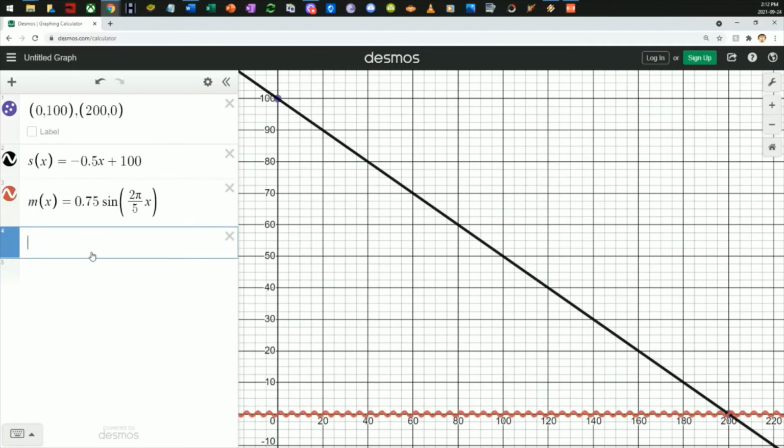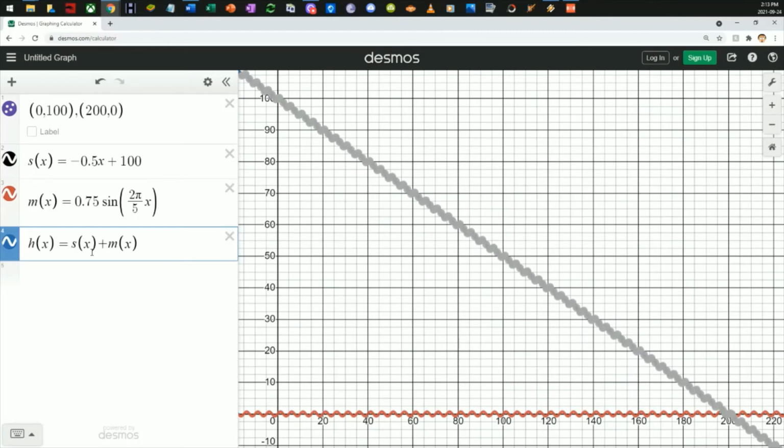And then to put those together to figure out what my hill's going to look like, the height at x should just equal the slope at x plus the moguls at x. And I'm going to turn those two off for a second.